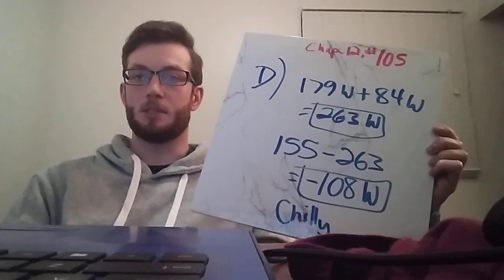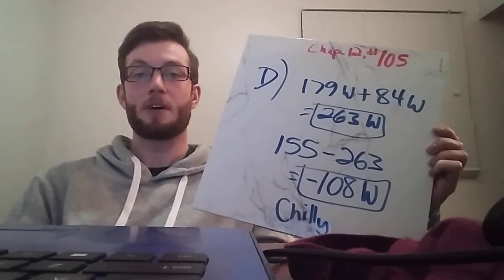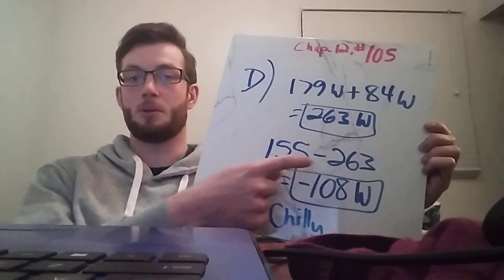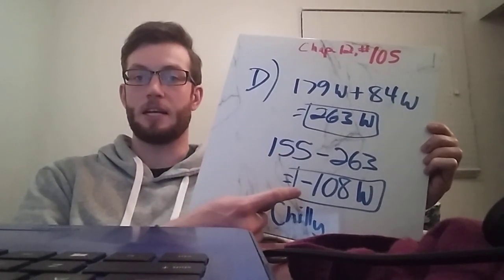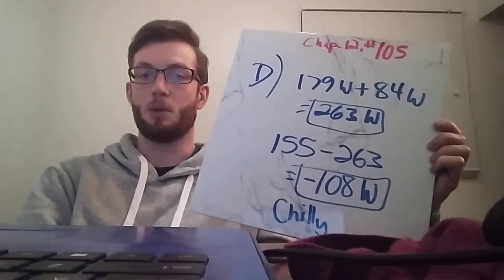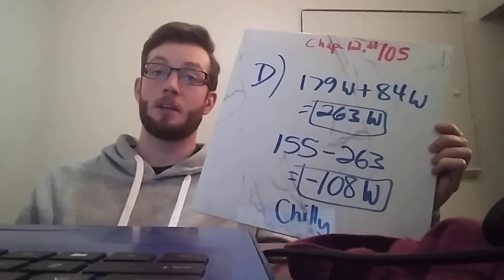And then the problem told us that they are metabolizing 155 watts. So if we subtract 263 from 155, we actually get a negative value of negative 108 watts, which means they're probably going to feel chilly.